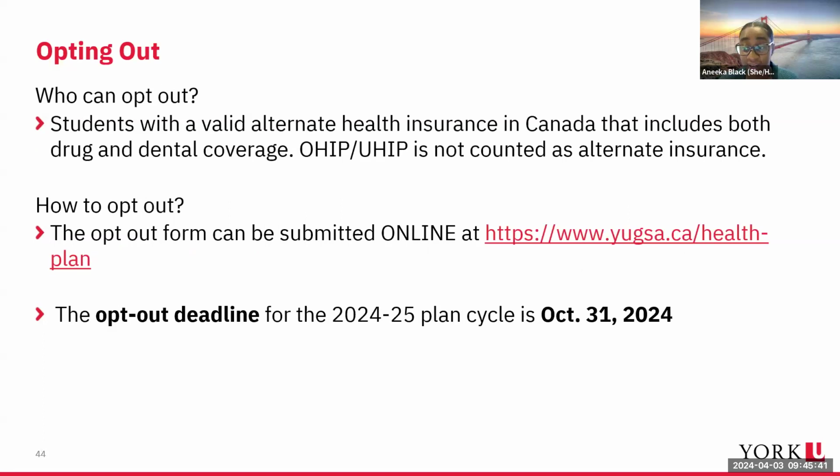Students with a valid alternate healthcare insurance in Canada that includes both drug and dental coverage can opt out of the plan. But please note that OHIP or UHIP is not counted as an alternate insurance. The deadline for opting out of the plan is October 31st, and you can do so by visiting the link that is placed in the chat.